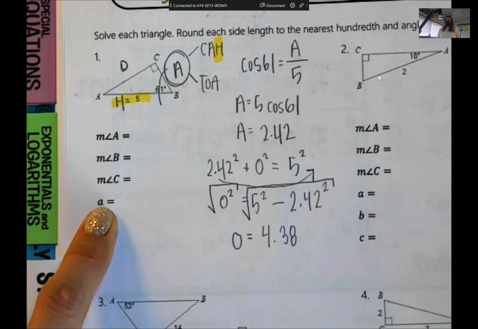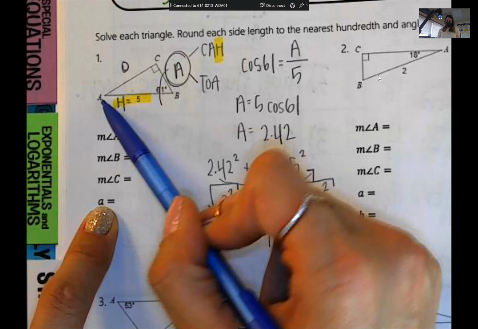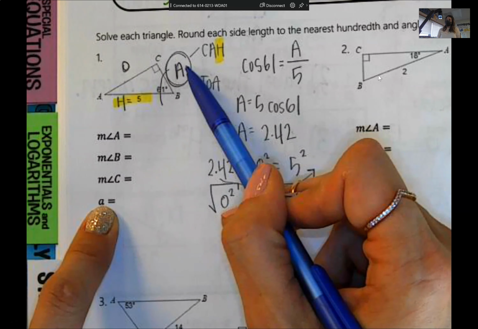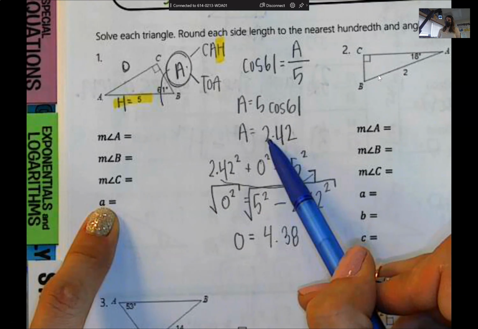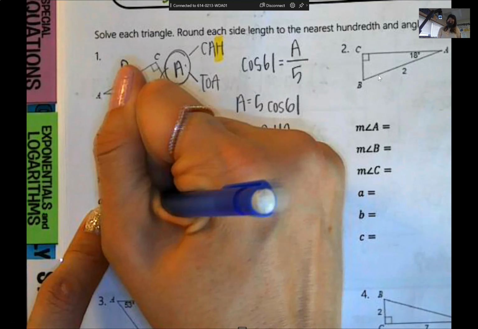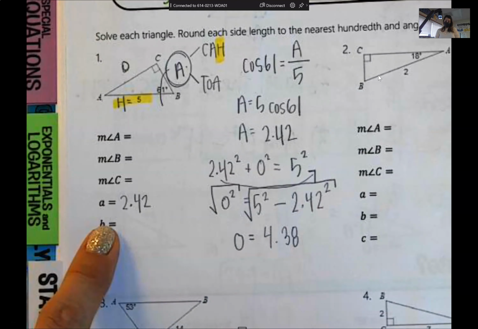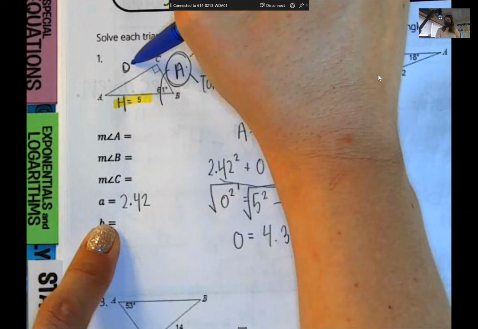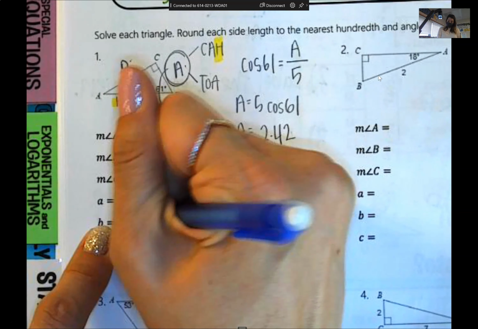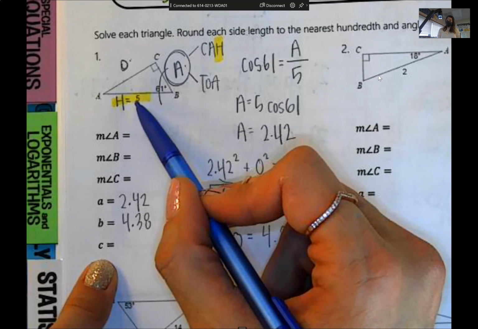So little a, these are my sides, little a. So I'm going to go up and find angle A. That means little a was my adjacent side. So little a was 2.42. Little b, so I go across from angle B. That was my opposite side. So that was 4.38. Little c is my hypotenuse. That was 5.